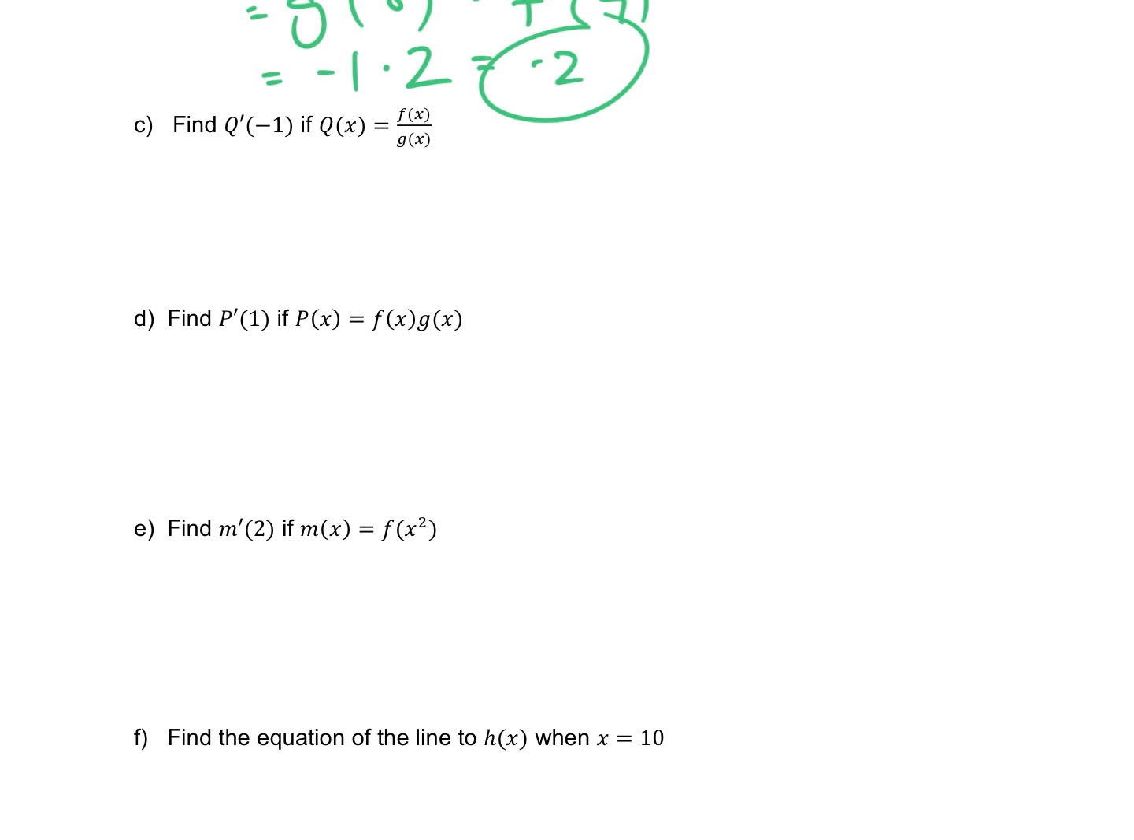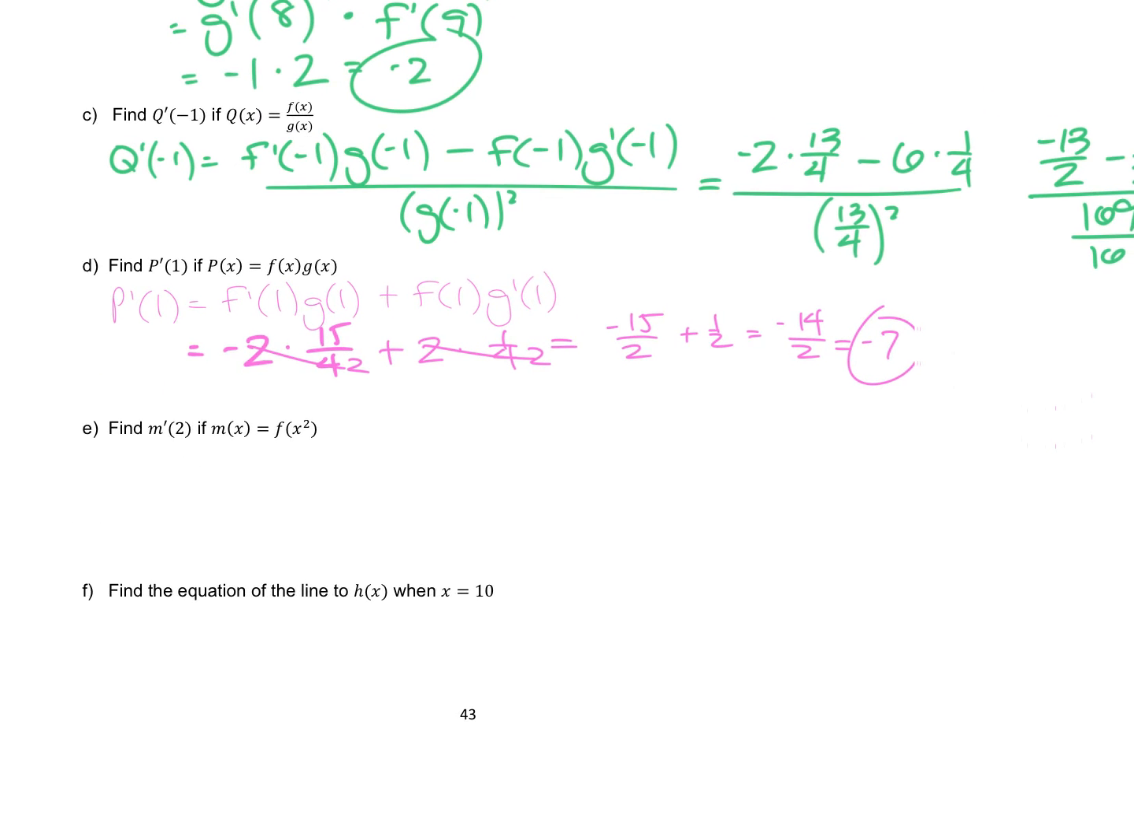These are saying q of x is defined to be f of x divided by g of x. Therefore, what rule must I use? Quotient. And then d is f times g. So which rule would you use? Product. Take a minute, set up c and d. And then we're going to do e and f together to finish out. But I will show answers to c and d. Okay?